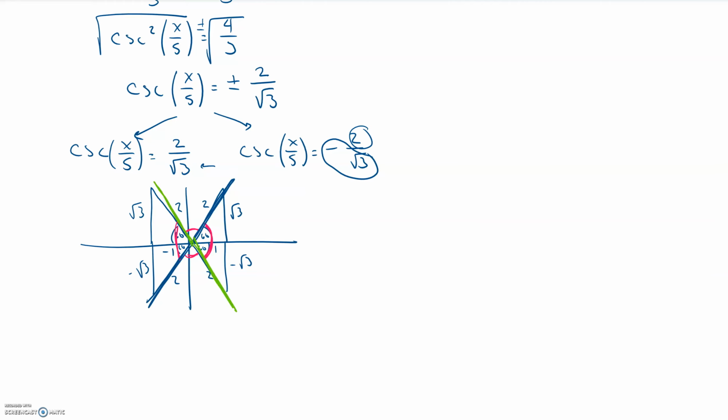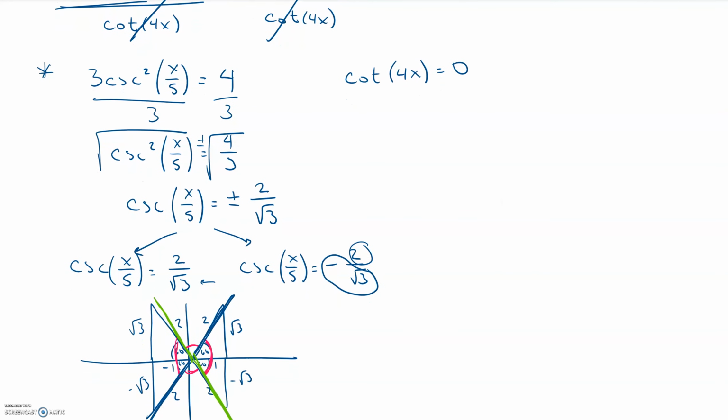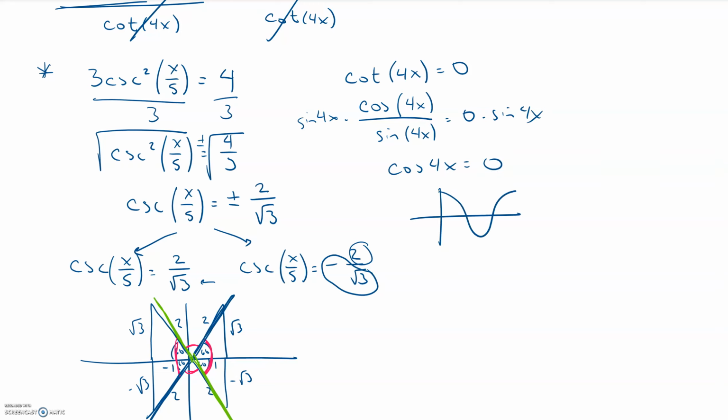Before I write the final answer for that branch of the problem, I want to come back to the cotangent 4x equals 0. I'm going to turn this into sine and cosine. Cosine 4x over sine 4x equals 0. Multiplying both sides by sine 4x, that gives me cosine 4x equals 0. When does cosine equal 0? That happens at 90 and 270. And looking at it on a graph, that happens at 90 and 270.